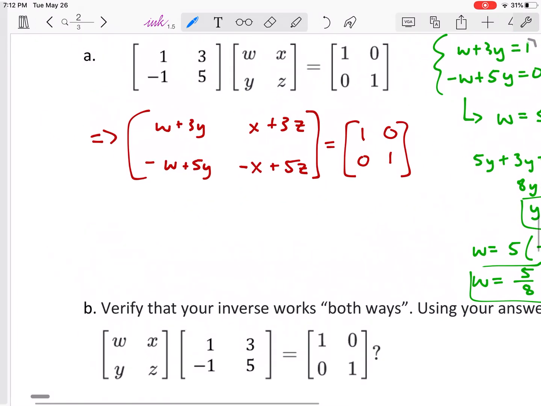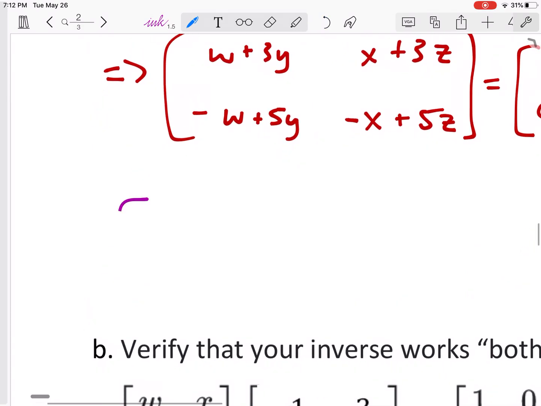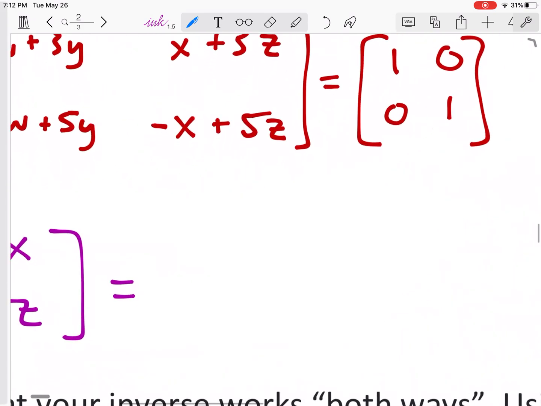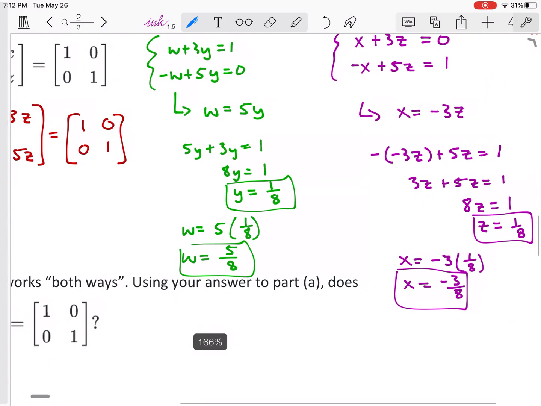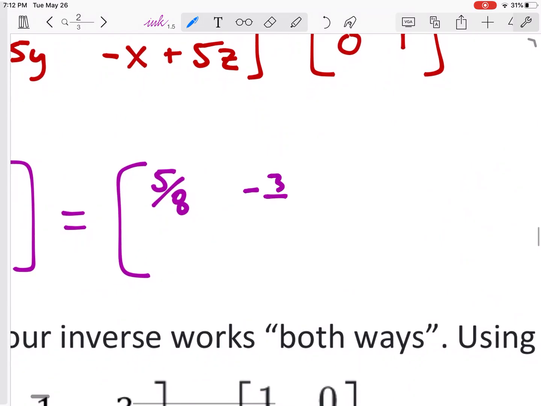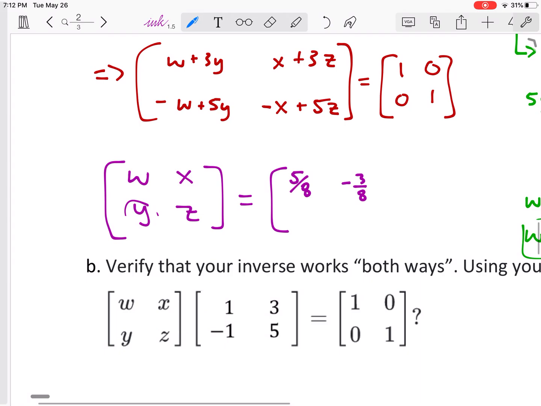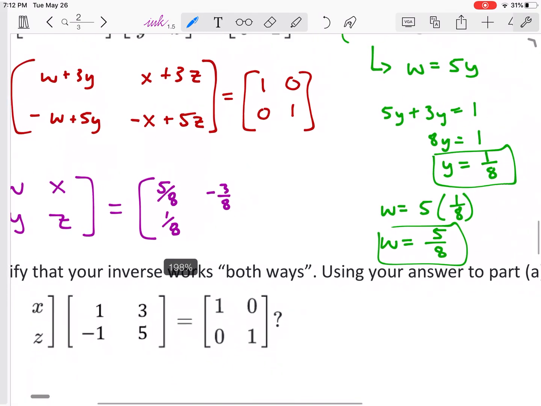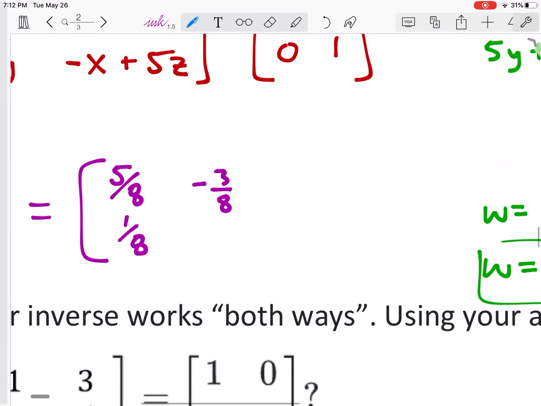And we now have what this inverse matrix should be. w, x, y, z should equal, well, what the heck is w? It's 5/8. That's our first entry. What is x? Negative 3/8. What is y? Well, we found it's 1/8. And what was z? I think we also found that that was 1/8. I'll write these as more vertical fractions here.